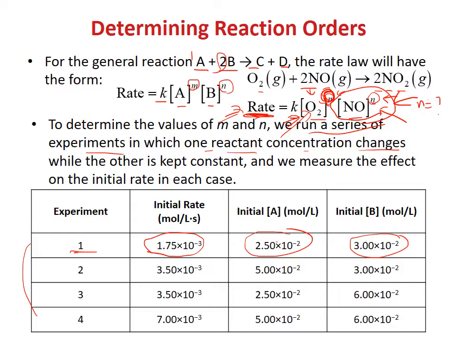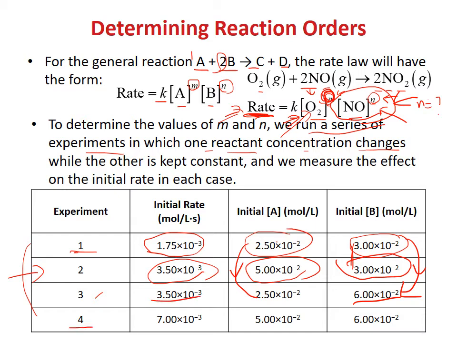Now we do the second experiment. This time we keep B the same. You see, B doesn't change, but we change A to be twice the concentration, and then we measure its reaction rate. So here is the experimental reaction rate. And then in experiment 3, we keep A constant and change B to be twice, so A constant, B twice, and measure the reaction rate.